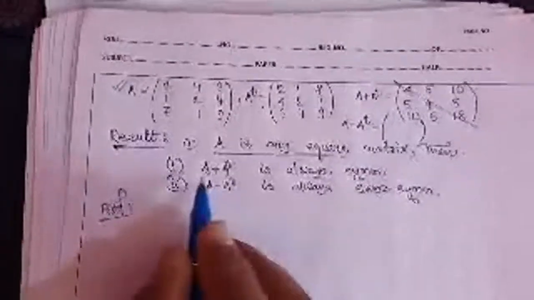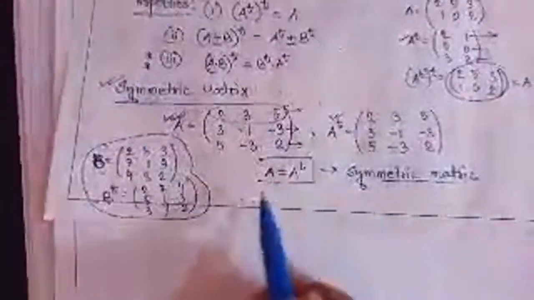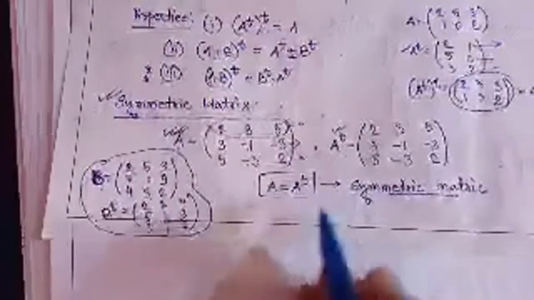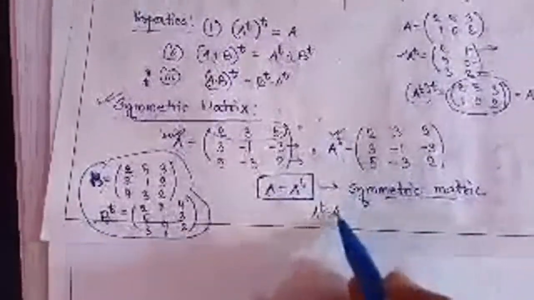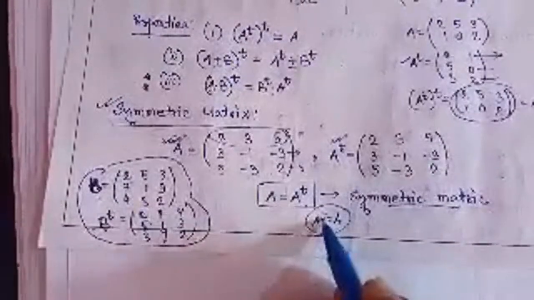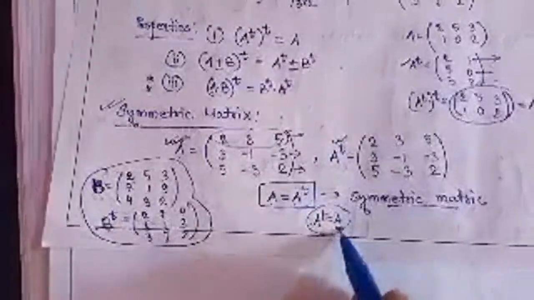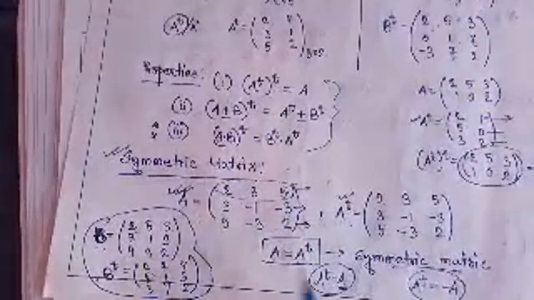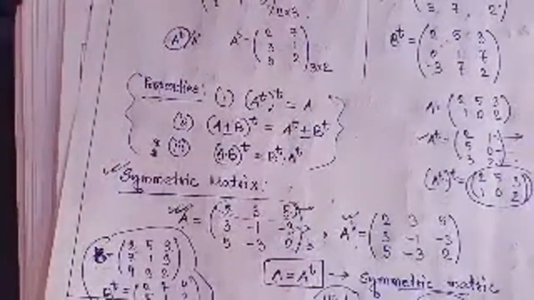Okay, so I am showing you the proof. To prove the first one, just see the definition of symmetric matrix. If A equals A transpose, meaning after taking the transpose we get back that matrix again, then such a matrix is known as a symmetric matrix. And after taking the transpose, if we get back the negative of that matrix, then that is called a skew symmetric matrix. So we'll prove it by using these properties.